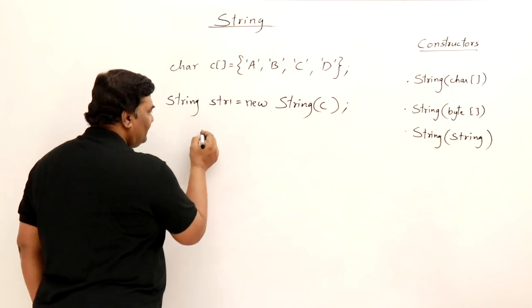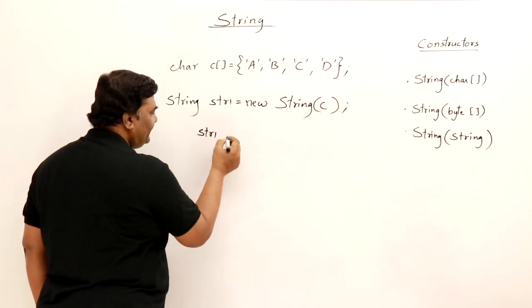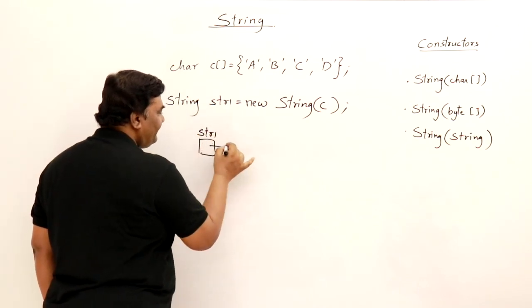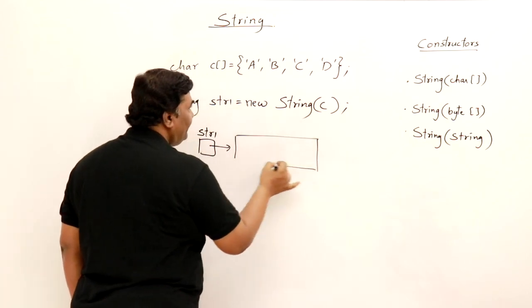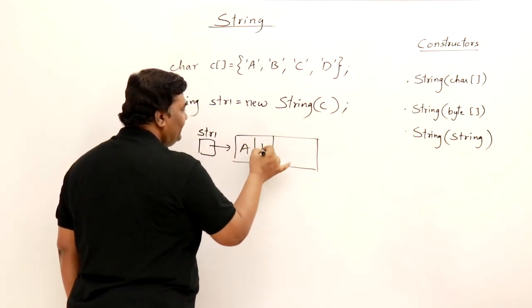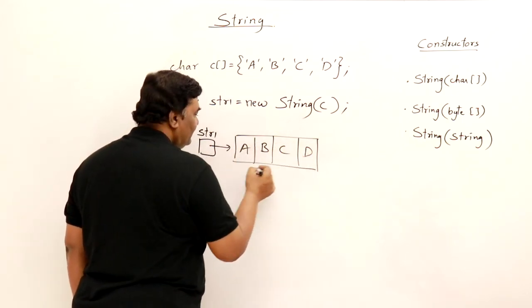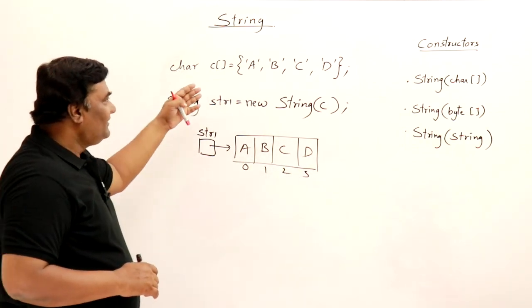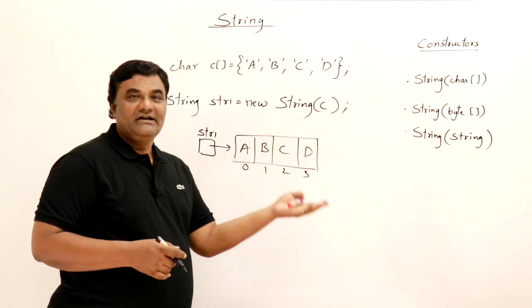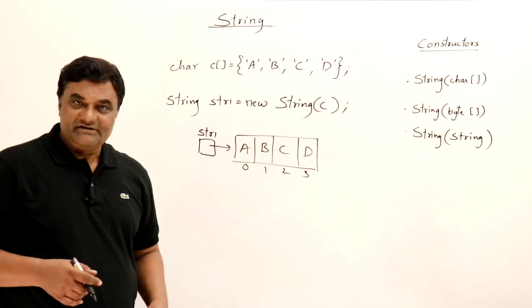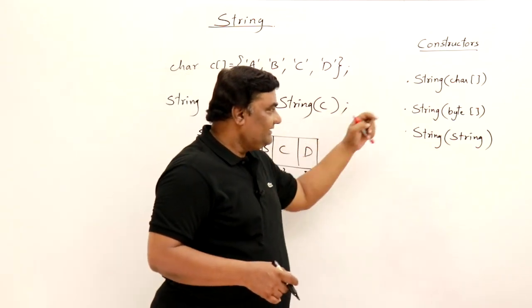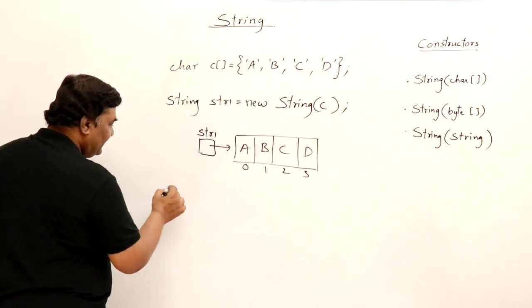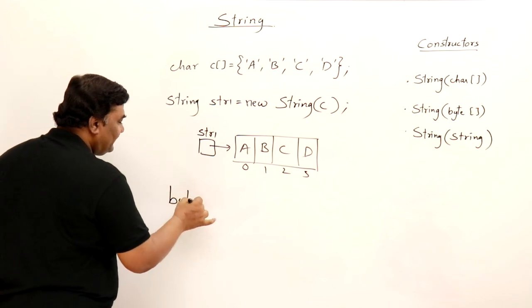So if we draw a diagram or a picture for this one, then str is a reference referring to this string having alphabets A, B, C and D, with indices 0, 1, 2, 3. This is how it looks. So if you already have some array of characters, you can convert them into a string object. Then let us see the next one, that is byte array. I'll declare a byte array here.